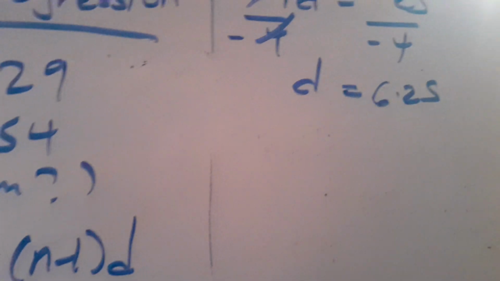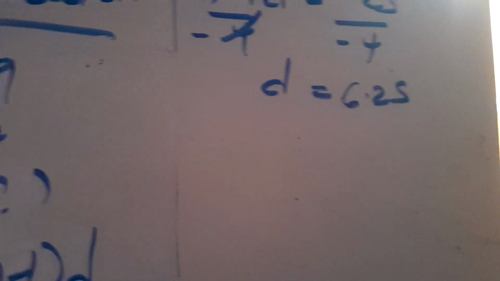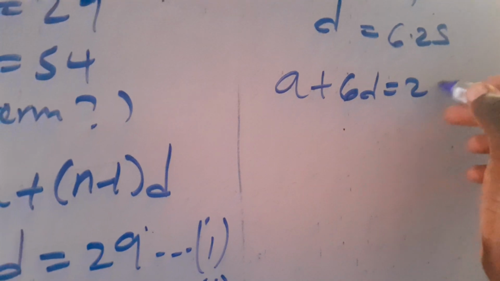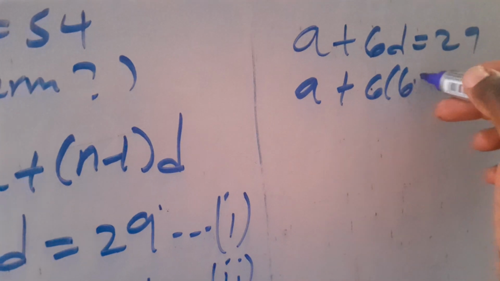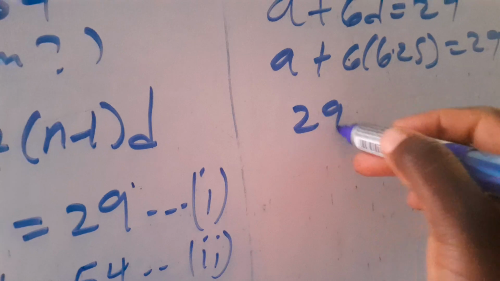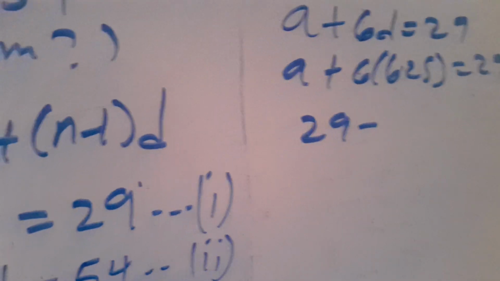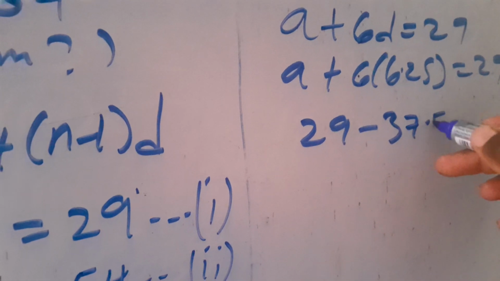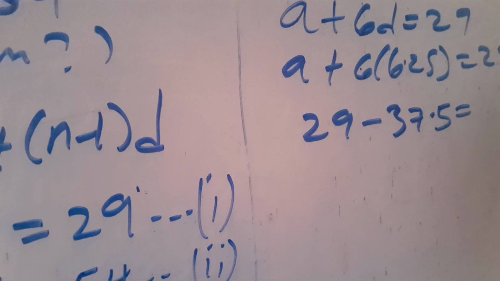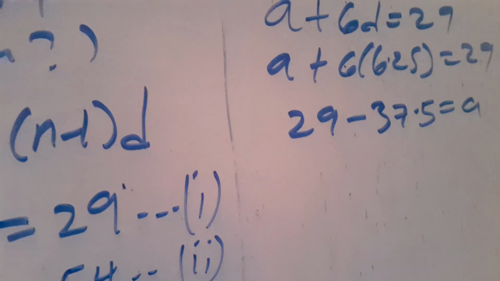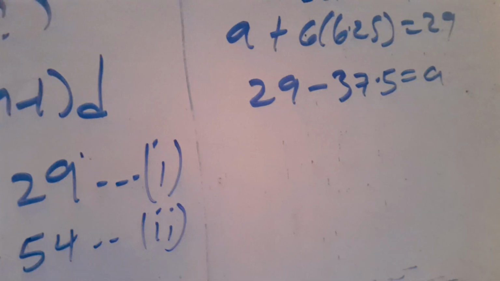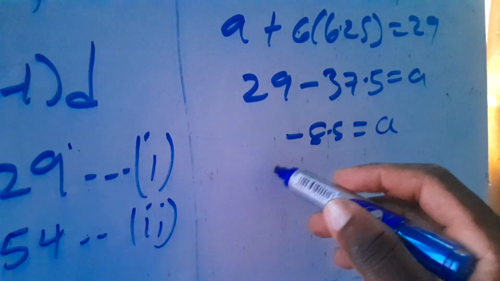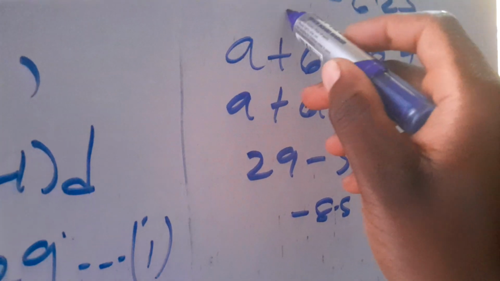Now that we have the value of d, we can substitute the value of d in either equation 1 or equation 2 to find the value of a. Let's take equation 1: a plus 6d should give us 29. Now a plus 6 times 6.25 should give us 29. 6 times 6.25 is 37.5. 29 minus 37.5 should give us a. Negative 8.5 is equal to A. Our A is equal to negative 8.5 and our D is equal to 6.25.